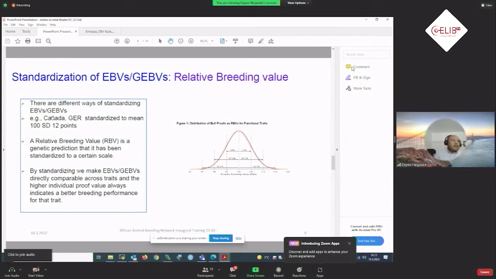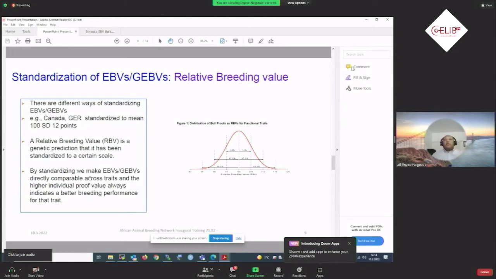For example, in countries like Canada and Germany, they standardize the mean to 100 and the standard deviation to 12 points. Relative breeding value is the genetic prediction that has been standardized to a certain scale. We take the mean of the breeding value for the population and say it is 100. Depending on the genetic standard deviation, we multiply by 10, so if it is 1 standard deviation, then it is 10 index points. If the animal is very highly productive and it is 2 standard deviations, then it is 20 points above 100, and things like that. So by standardization, we also make EBVs and GEBVs directly comparable across traits.